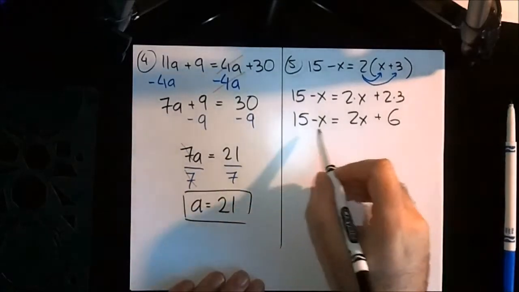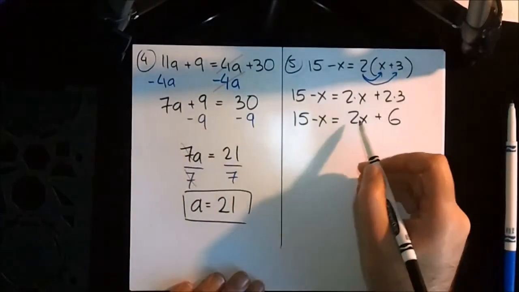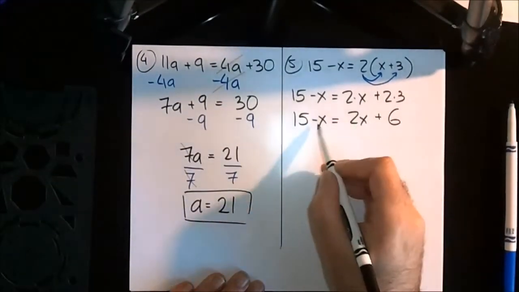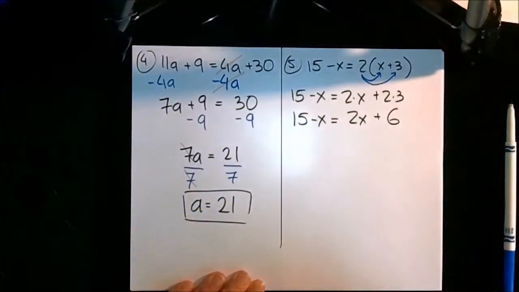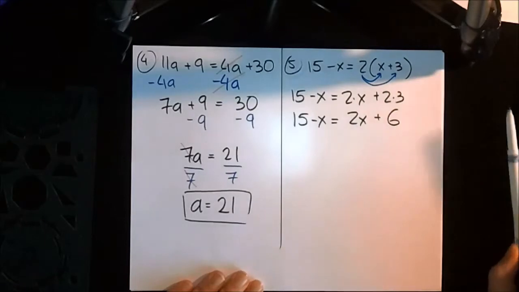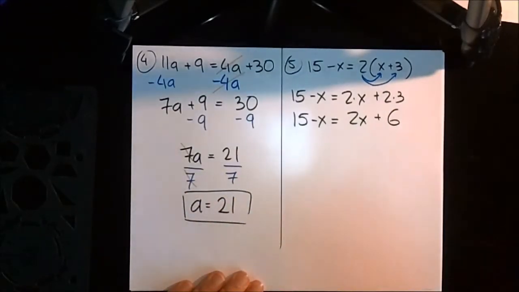I have variables on both sides, and I'm going to get rid of one of them. The coefficient in front of this one is 2. The coefficient in front of this one, it's invisible. You don't see it, but it's 1. So technically this one's smaller. I want to get rid of this one. You could always get rid of this one too if you wanted to. How do I get rid of a minus x? What's the opposite of minus x or negative x?